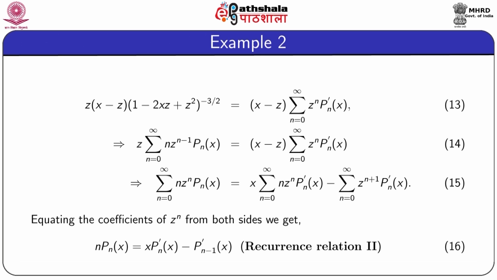by equation number 15. We now equate the coefficient of z to the power n from both sides, and if you do that, you will get n p n from this term, n p dash n from this term, and n minus 1 p dash from this term, and you get the recurrence relation 2 as n p n x is equal to x p dash n minus p dash n minus 1, given by equation number 16.